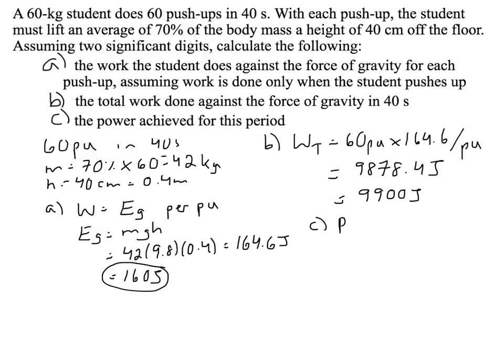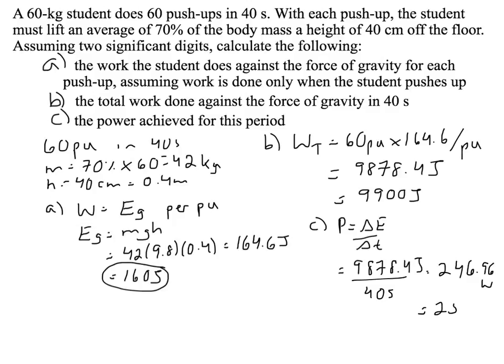C, power is going to be our change in E over our change in time, which is going to be our exact answer from last time, so 9878.4 joules divided by 40 seconds, and that's going to bring it out to 246.96 watts, which gives us 250 watts as our final answer. There, there, and there.